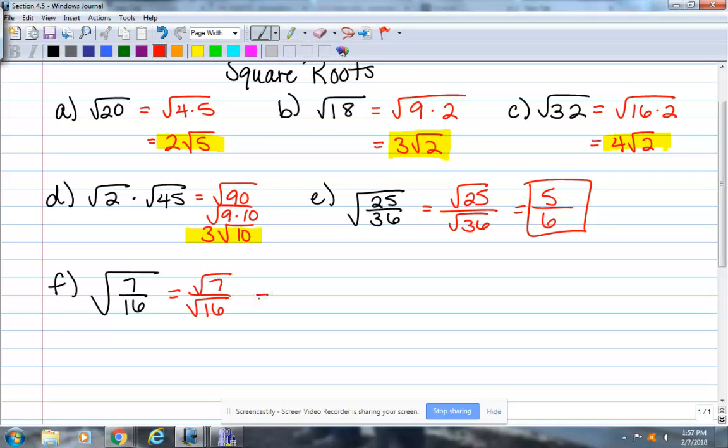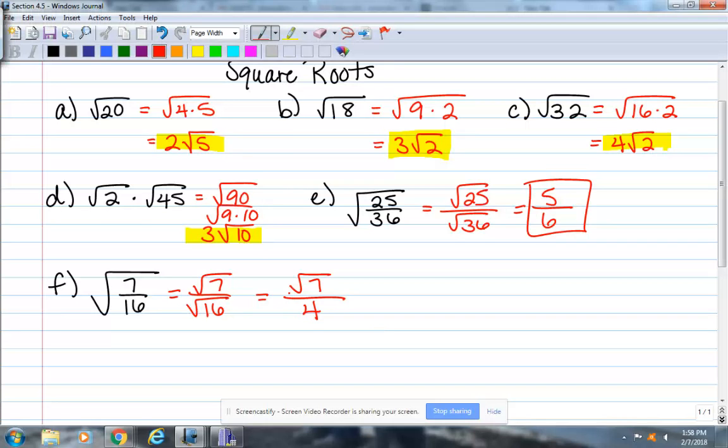So if it will not simplify, you leave it alone. We're just going to leave radical 7 alone. And then the square root of 16 is what? 4. Now this is okay to leave as an answer. It still has a radical in the fraction, but as long as the denominator comes out to be a whole number with no radicals, we're good to leave it like that. You cannot leave a radical in a denominator.